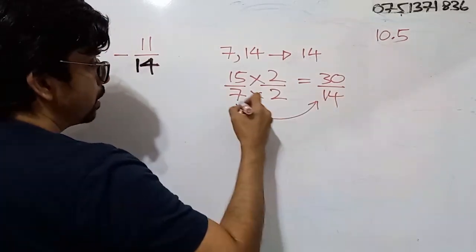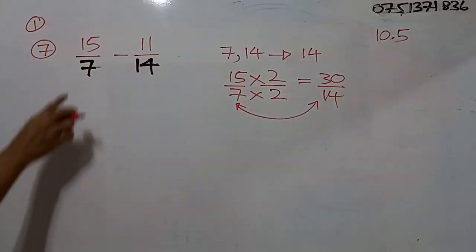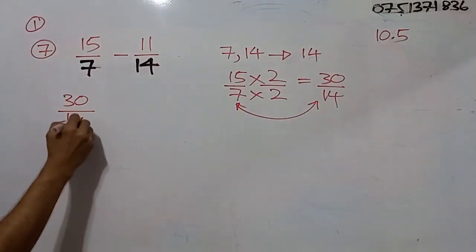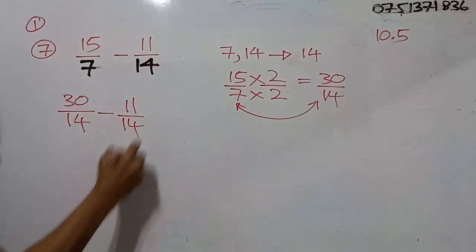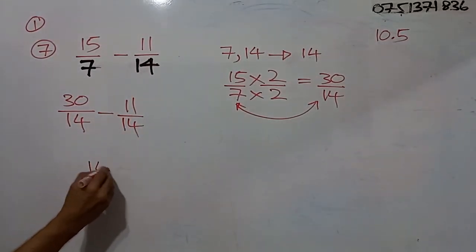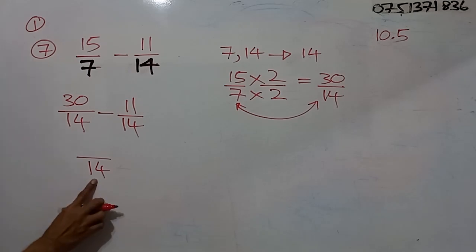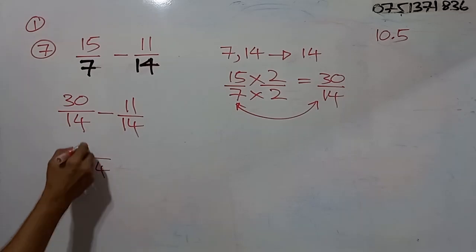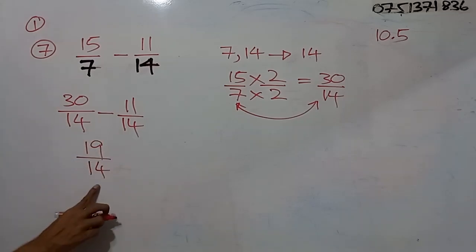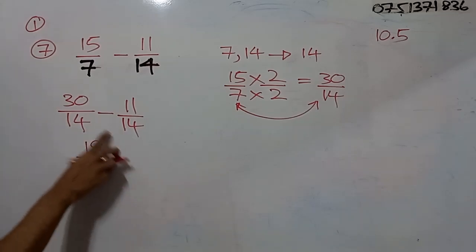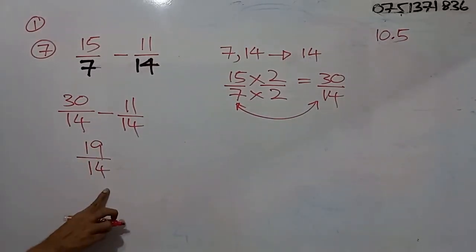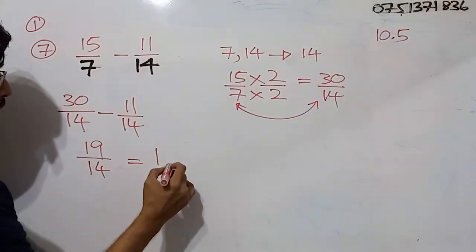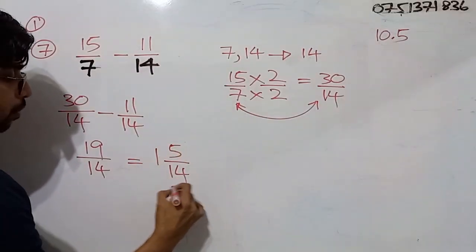Now these two fractions are what? Equivalent fractions. So instead of this fraction, I can write this fraction, which is 13 by 14 minus 11 by 14. So what's the outcome of this? Denominator will be 14. 30 minus 10, it will be 20. 20 minus 1, it will be 19. Now, this is not the final answer. As you can see, here we have what? Improper fraction. So we have to convert this into what? A mixed number. So this will be what? 1 and 5 by 14.